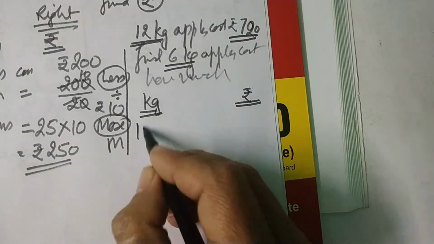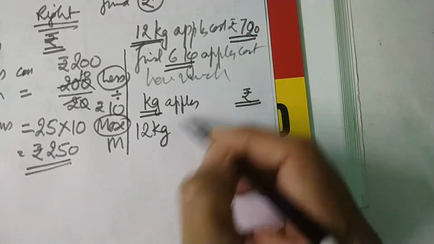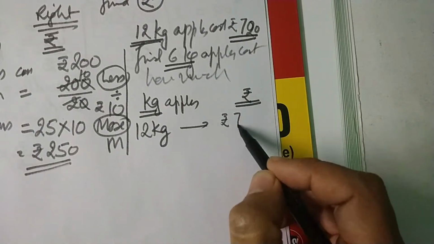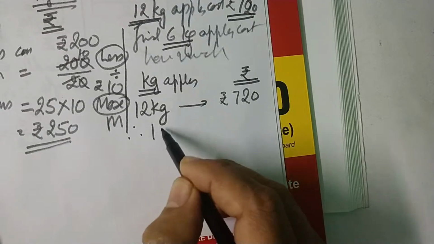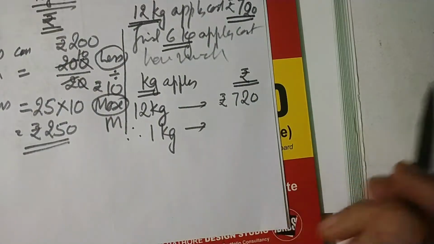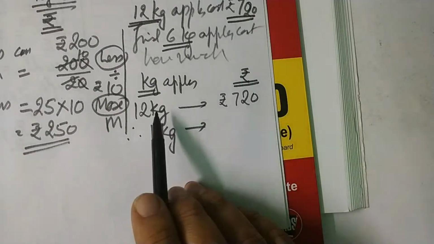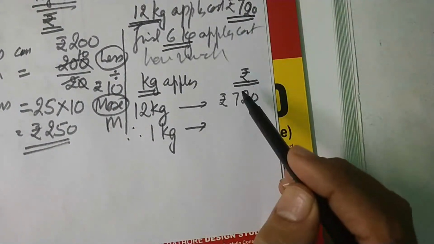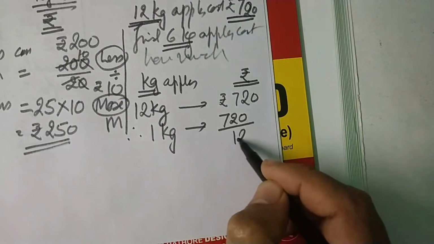So I will write now 12 kg apples cost rupees 720. Since it is the unitary method, I will write 1 kg will cost how much? Will it cost more or less? Since the weight is less, the cost will be less. If you buy less, you have to pay less. So less means you will divide. The right side number will be divided by the left side number. So 720 divided by 12.